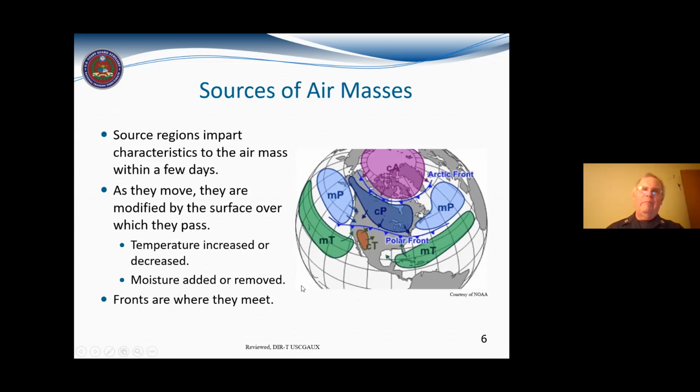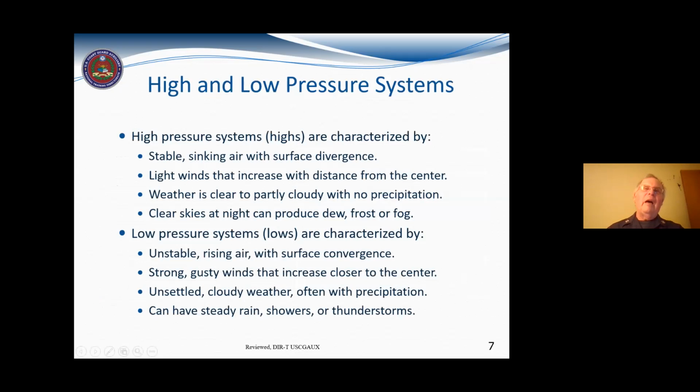Each one of these masses of air has a different property. Maritime Tropical is moist because it's over an ocean, and it's warm because it's tropical, and the rest are similarly described. Moisture can be added or removed as they move across the land and the ocean, or the temperature can be increased or decreased. These masses of air form high and low pressure systems. Now, a high pressure is characterized by stable air. You just learned what stable air was like. Sinking air with surface divergence, and we're going to see that in a minute. Light winds that increase with distance from the center.